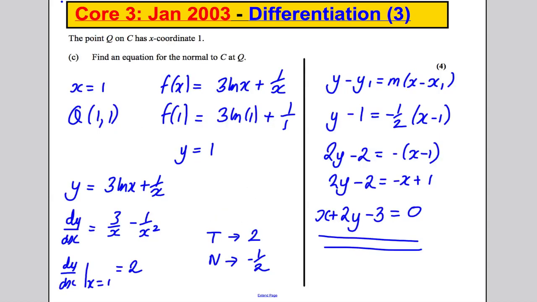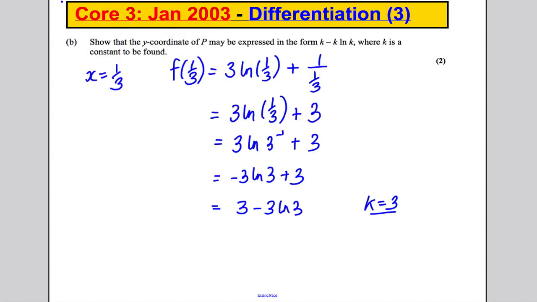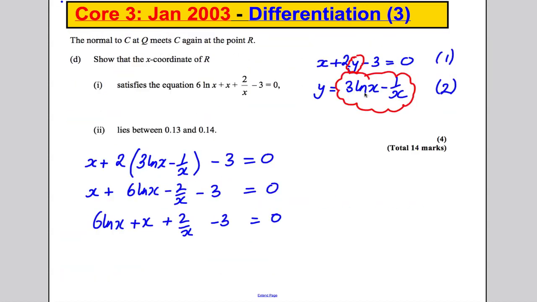I just remembered that I made a tiny mistake, I wrote down the original function wrong. The original function is actually 3 ln x plus 1 over x, so that would be a plus, that would be a plus, and hence that would be a plus, and we get the right answer. Now, where the curve meets the normal again is satisfied by whatever x solves this equation. We are asked for part II to show that it lies between 0.13 and 0.14.